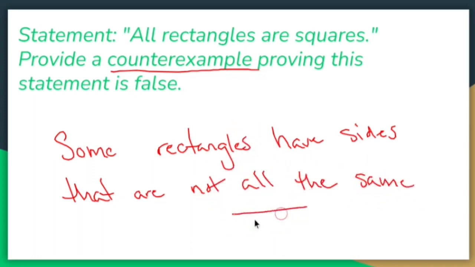For example, this guy, if I can draw correctly, is a rectangle, and these two guys are the same. These two guys are the same. That's a rectangle, but it's not a square. So basically, when you see a statement that says all or every or something like that, you're looking for a reason why that all or every is not true, and that's what a counterexample does. It shows you the lies, just like social media.